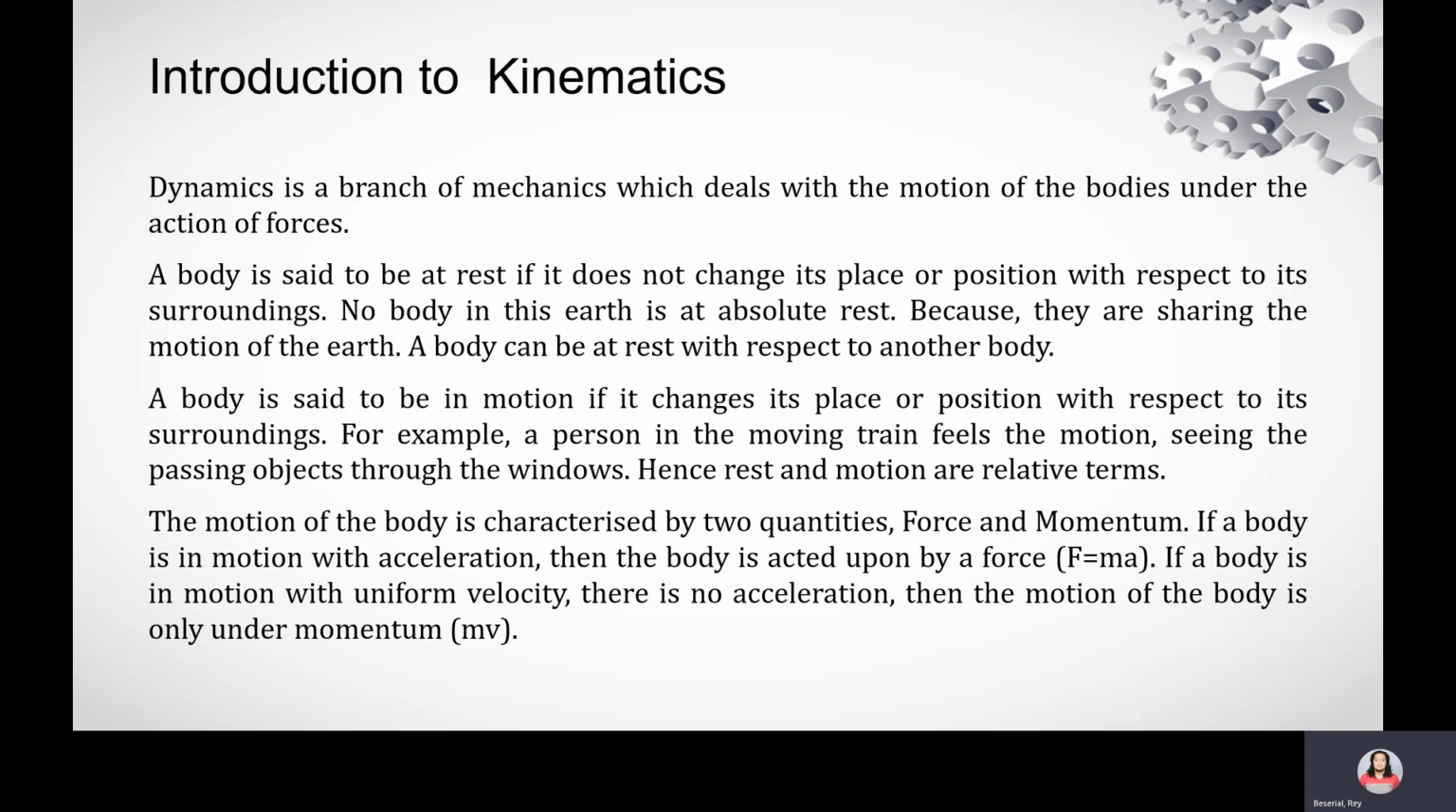If a body is in motion with acceleration, then the body is acted upon by a force. Force equals mass times acceleration. Ito yung ating F equals ma. If a body is in motion with uniform velocity, there is no acceleration. Then the motion of the body is only under the momentum, yung ating mass times velocity.